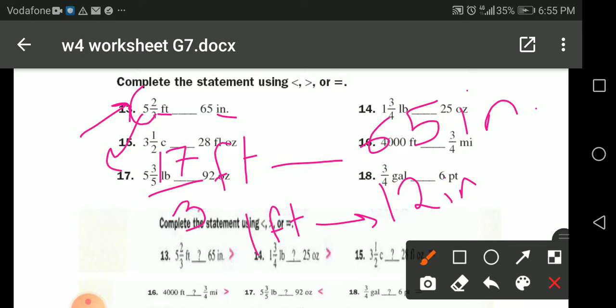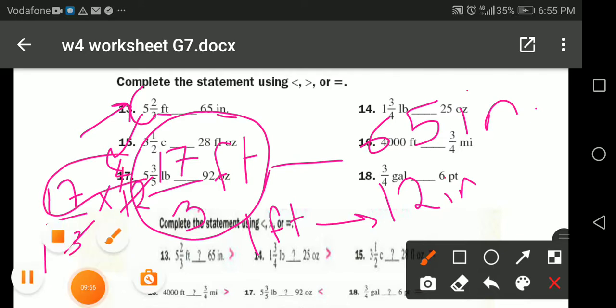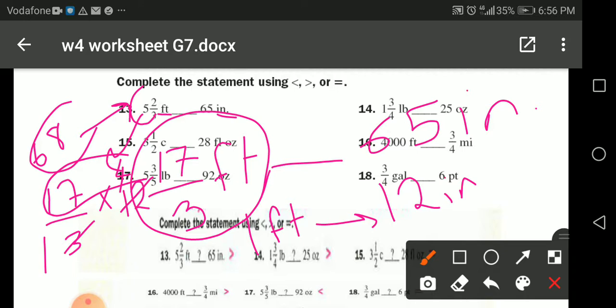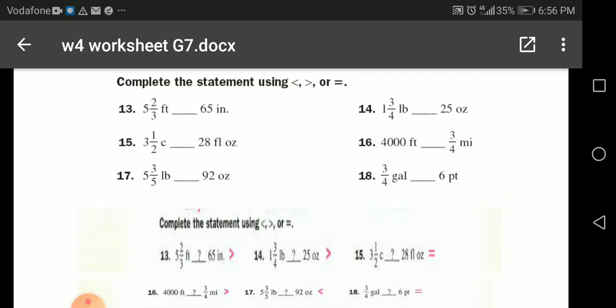So I have to convert the feet into inches. I'm going to multiply 17 over 3 by 12. So 12 divided by 3 is 4. 4 times 17 is 68. So you have here what, guys? We have here 68 inches, and this is 65 inches. Which is greater? The 68 inches. It's very easy.